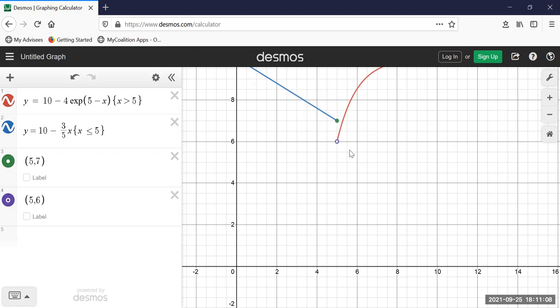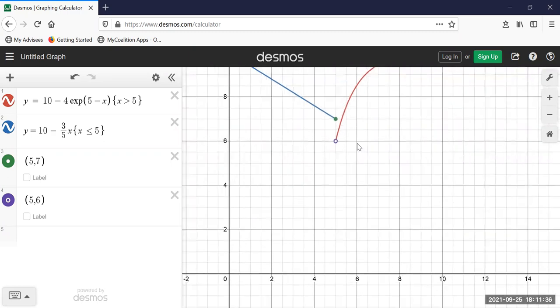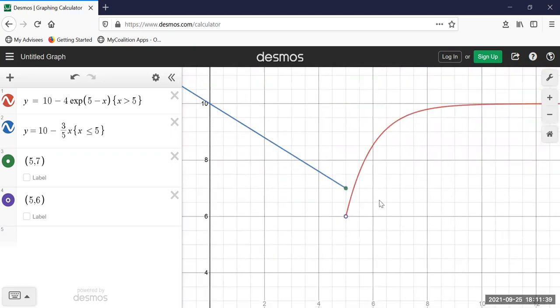So again, you can see this in terms of a limit. The limit as x approaches 5 from the left, we're approaching 7. And the limit as x approaches 5 from the right, we're getting closer and closer to 6. So there's a jump here. This is a good example of a non-removable discontinuity. It is continuous everywhere except at x equals 5.